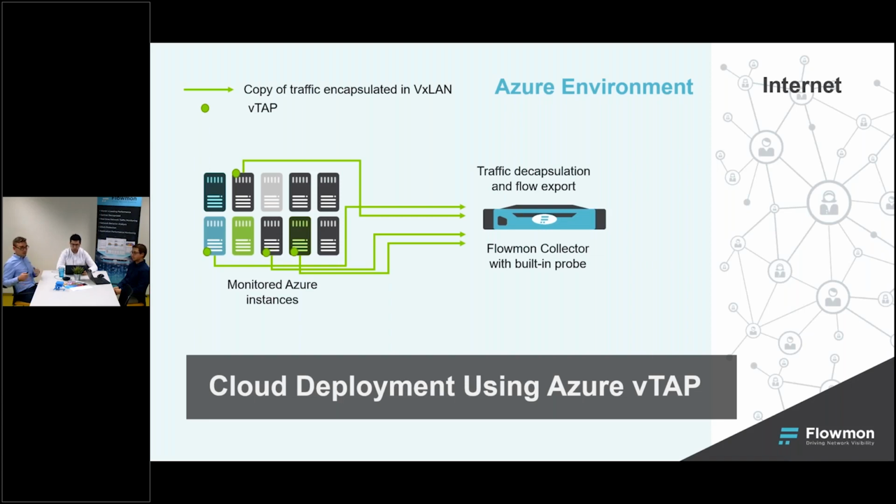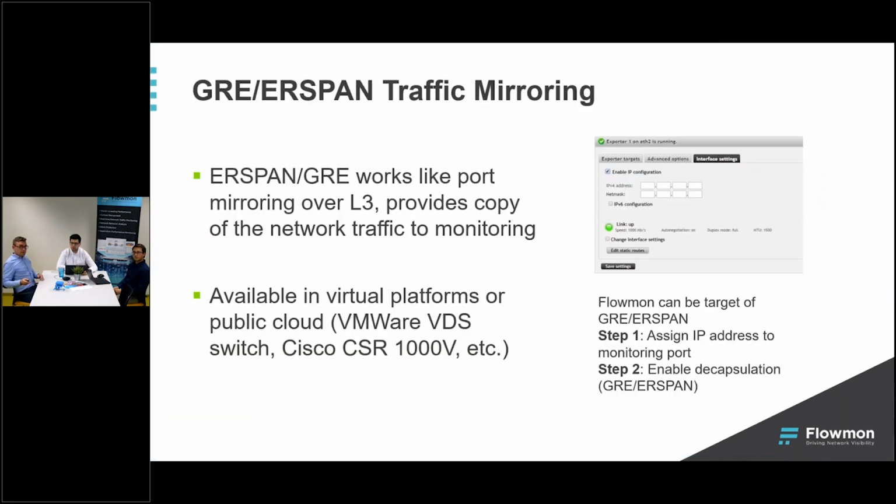And maybe just one technical note: all the traffic sent from the vTAP is encapsulated in a VXLAN tunnel. That means you need to configure on the Flowmon side that the traffic being received on the monitoring port needs to be decapsulated from the VXLAN.